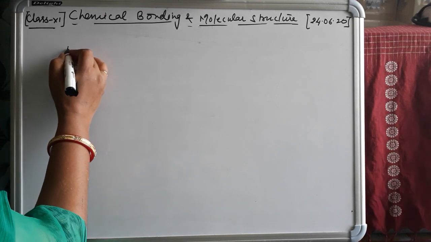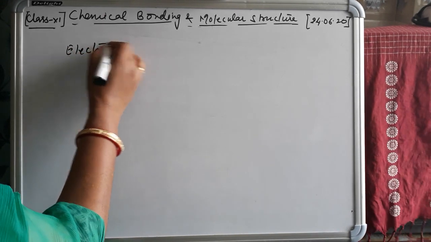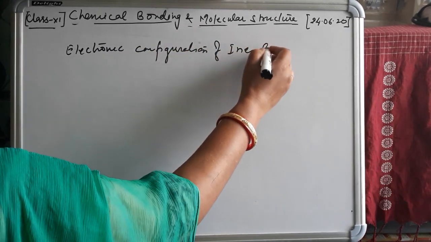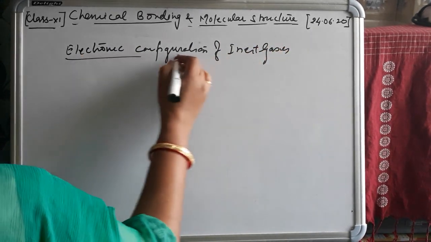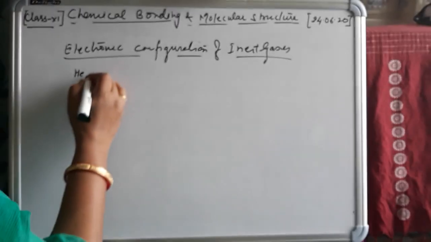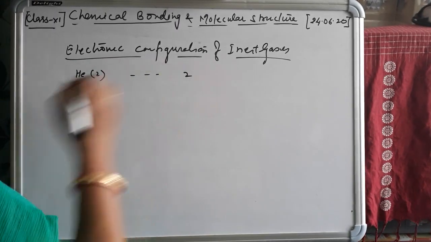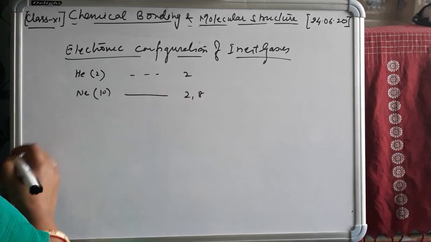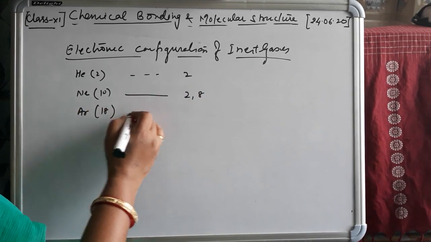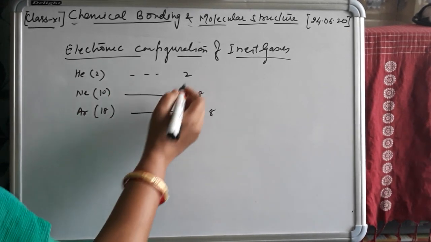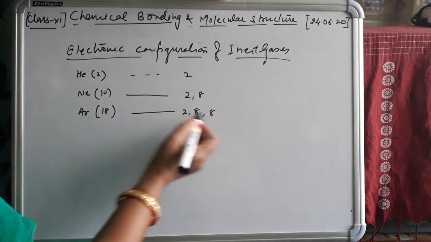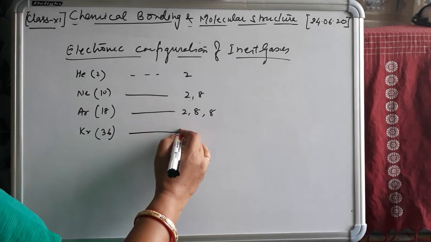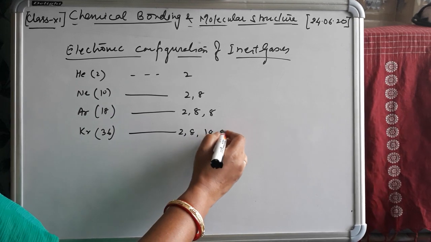It's like the electronic configuration of inert gases, for example helium, with 2 electrons. We all know that after helium comes neon with 10 electrons, 2-8 configuration. Argon has 18 electrons, 2-8-8 configuration. Except helium, neon has 8 valence electrons, argon has 8 valence electrons. Similarly krypton, atomic number 36, configuration 2-8-18-8, again 8 comes.